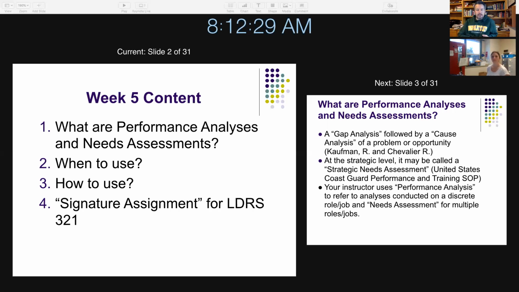Okay, so week 5 content, we're talking about the performance analyses and needs assessments. I'm going to use these terms interchangeably. It's the same process for each. The difference is a needs assessment is, in my mind, a broader look at a problem. If you're in a business and say you don't really know where you need to put your resources, you might conduct a needs assessment to see where those resources are best placed. A performance analysis is a little more specific to a problem.